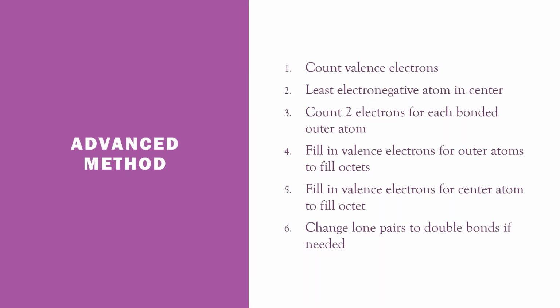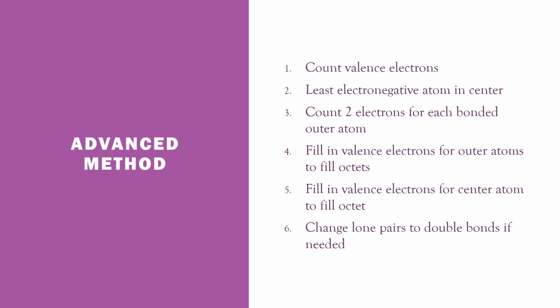Now, there's a few steps for drawing Lewis structures if they don't follow the rules. If they don't work when you're trying to do connect the dots, then you would follow this process. The first thing you're going to do is count up all of the valence electrons for all of the atoms. Then when you start your drawing, you'll put the least electronegative atom in the center. All of the more electronegative atoms go around the outside. You're going to count up 2 electrons for each bonded outer atom.